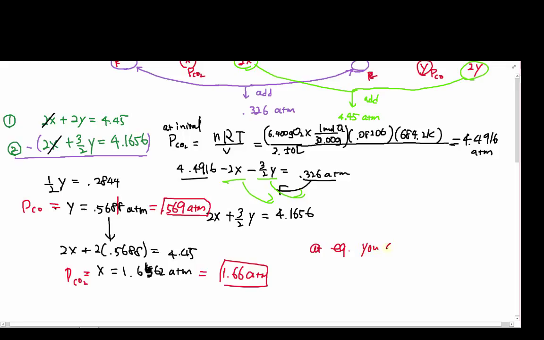So our final answer at equilibrium: you get partial pressure of carbon monoxide to be 0.569 atm, and then partial pressure of carbon dioxide to be 1.66 atm. And that's our final answer.